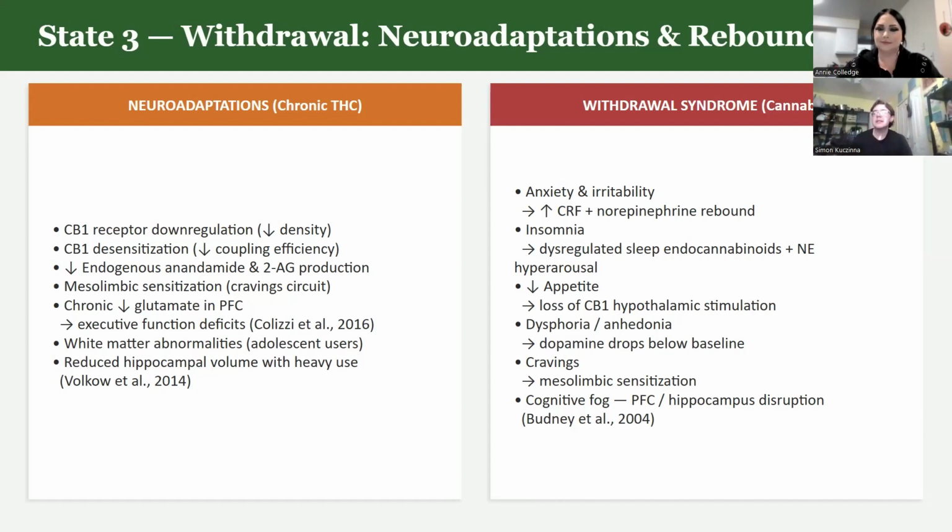Research by Kalitsi and colleagues in 2016 also shows that chronic cannabis use reduces glutamate specifically in the prefrontal cortex, which is going to contribute to the executive function deficits that can persist into abstinence.